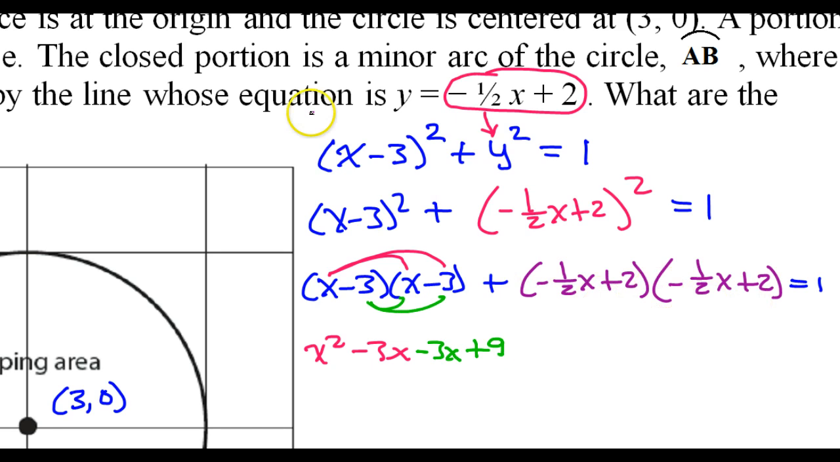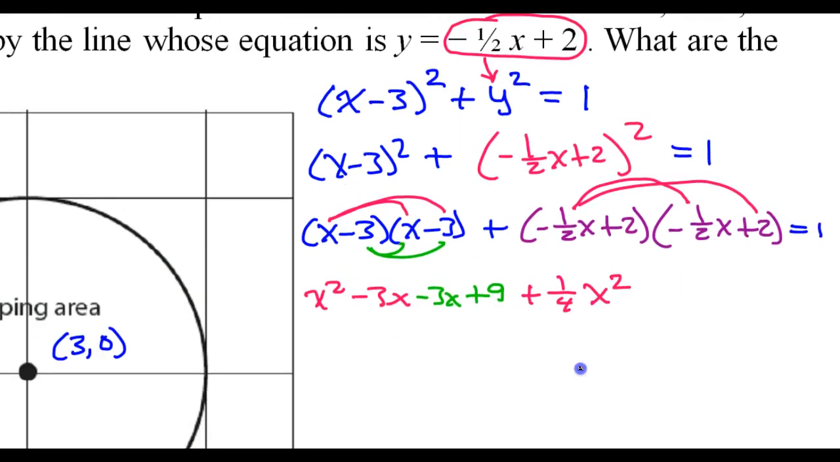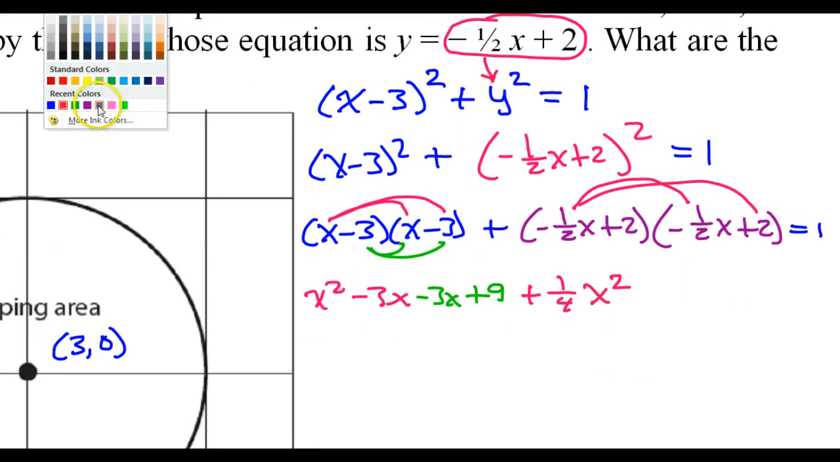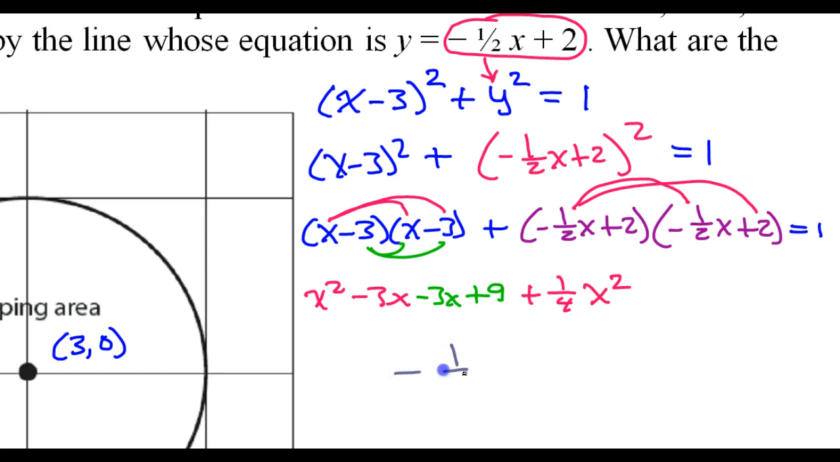Now I'm going to double distribute over here. Distributing the negative 1/2 x: negative times negative is a positive, 1/2 times 1/2 is 1/4, and x times x is x squared. Now how about negative 1/2 x times 2? Let me do this off to the side to make it clear.